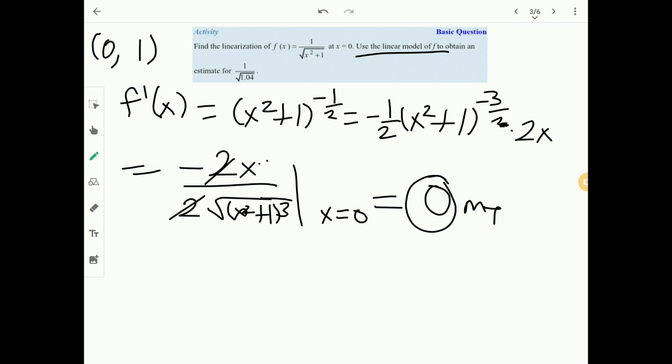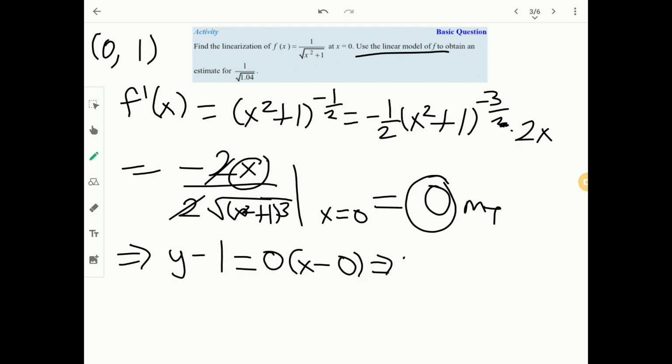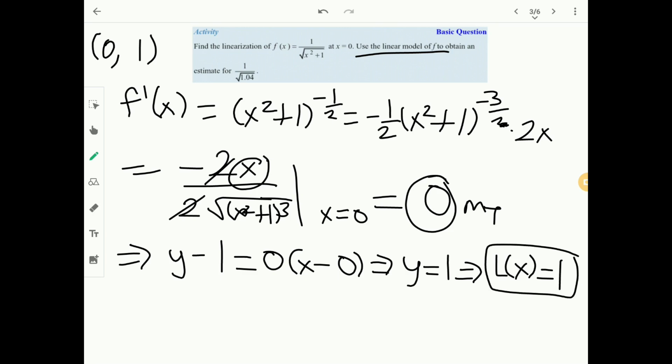Our slope is 0 because if you substitute anything, 0 over anything is 0. Now we get y minus 1 equals 0 into x minus 0, which leads to y equals 1, or L of x equals 1, and this is our linear model. Obtain an estimate for 1 over the square root of 1.04.